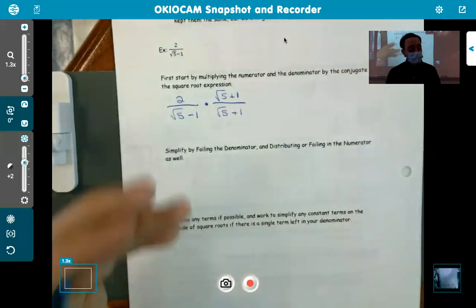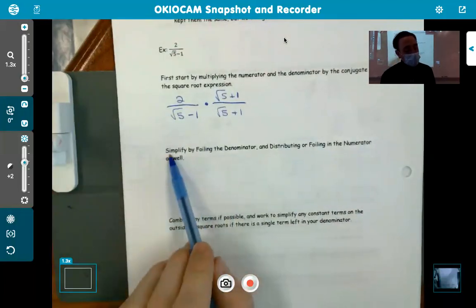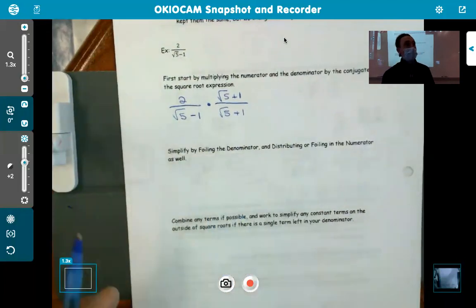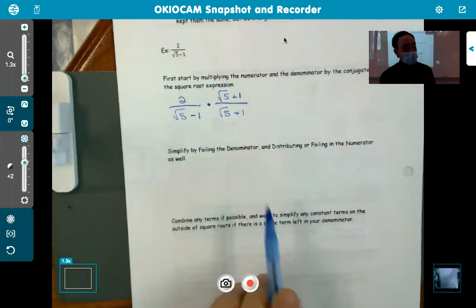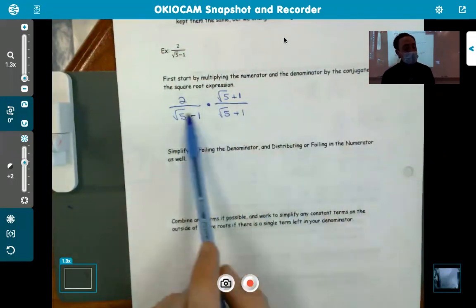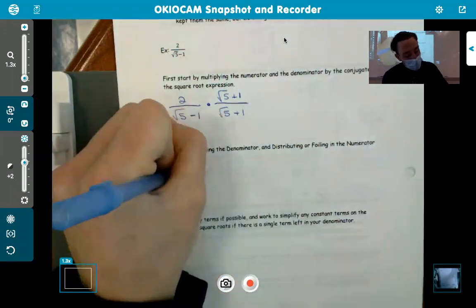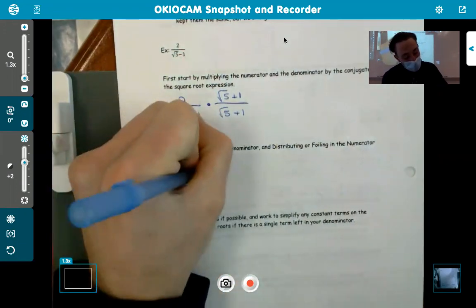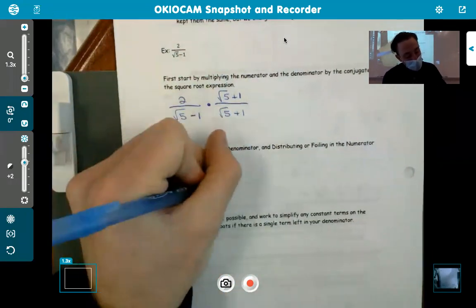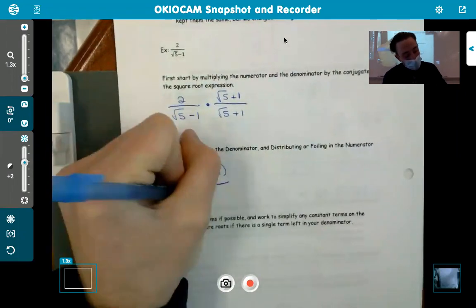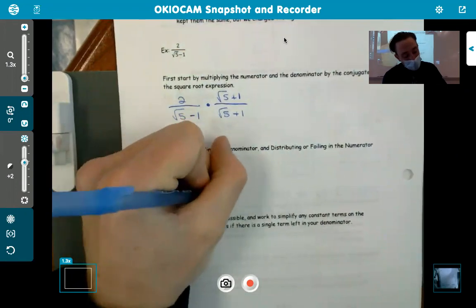Now, the way that we simplify that is pretty much always going to FOIL in our denominator, right? Remember the process of FOILing. Multiply the first, outer, inner, and last terms together. In my numerator, depending on what I have to start that problem, I might have to FOIL as well, or just distribute that term through, all right? So notice that I have 2 times the square root of 5 plus 1 now in my numerator. And I have the square root of 5 minus 1 times the square root of 5 plus 1 in my denominator.